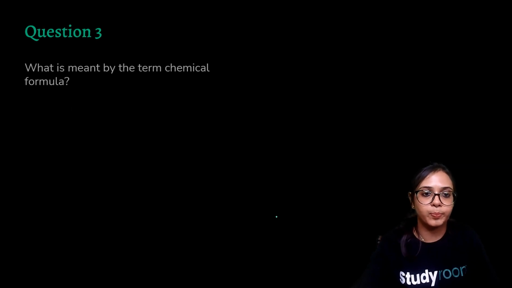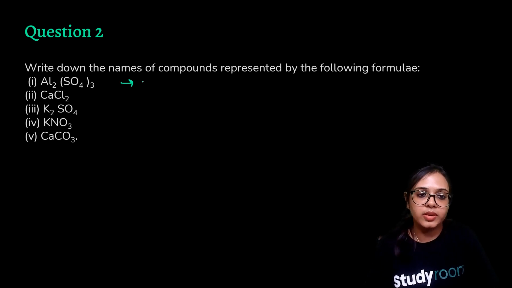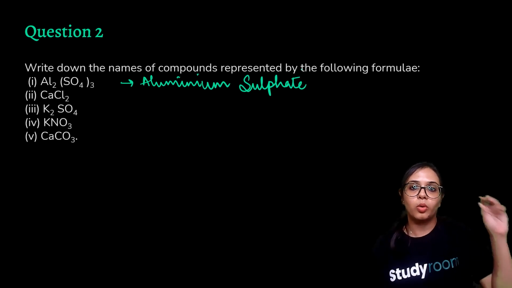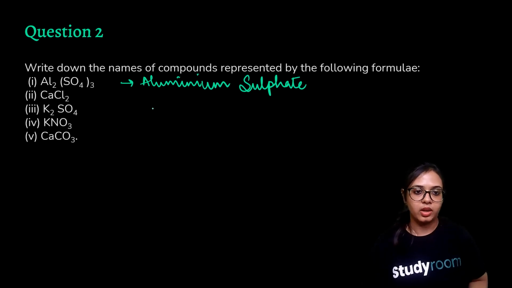Write down the names of compounds represented by the following formulae. This is aluminium sulfate, because we are seeing here that aluminium has a +3 charge and sulfate has a -2 charge. So 2 atoms of aluminium come together with 3 atoms of sulfate.